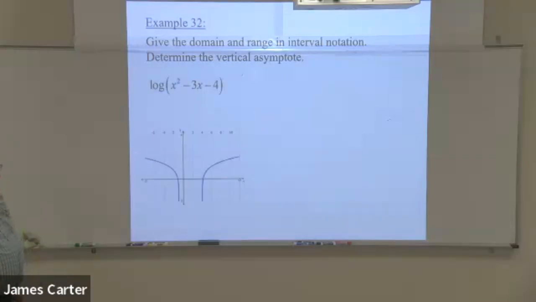Oh, this thing looks nasty. That can be factored into this. You know what? That gives us 2 asymptotes. It gives us an asymptote at +4, and it gives us an asymptote at -1. Notice my scale is by 2s.